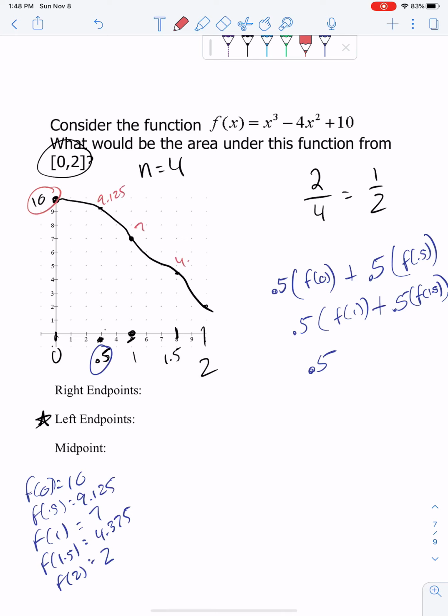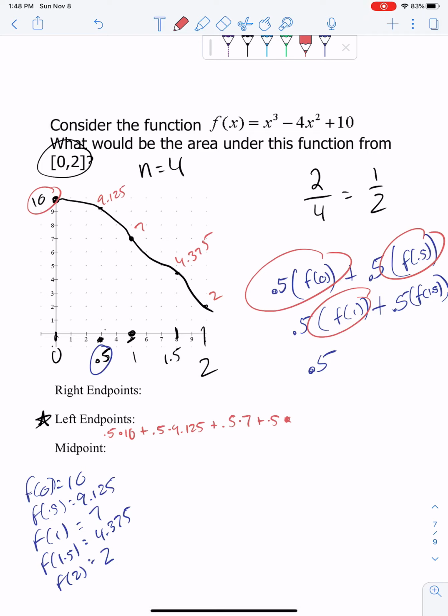I only care about those actual values. So for my left endpoints, I need 0.5 times f of 0, so 0.5 times f of 0 was 10, plus 0.5 times f of 0.5, which was 9.125, plus 0.5 times f of 1, which was 7, plus 0.5 times f of 1.5, which was 4.375. That's a lot of calculation.